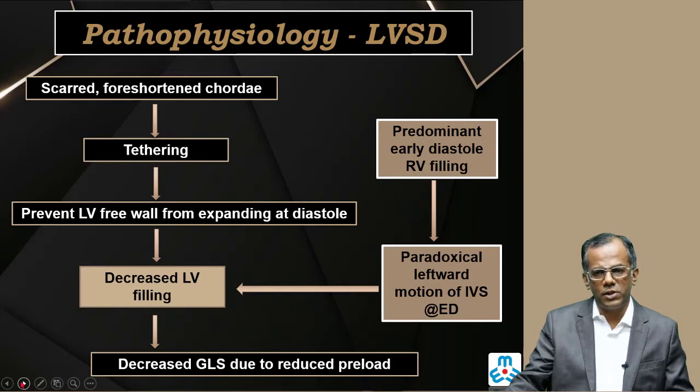So coming to the pathophysiology of left ventricular systolic dysfunction, there is a scarred and foreshortened chordae which causes tethering and prevents the LV free wall from expanding at diastole. This decreases LV filling. At the same time, because of pulmonary artery hypertension, there is a predominant early diastolic RV filling. There is a paradoxical leftward motion of the interventricular septum in diastole causing a decreased LV filling. The end result is there is a decreased global longitudinal strain, and this is due to a reduced preload.